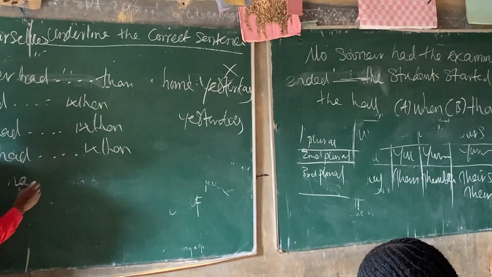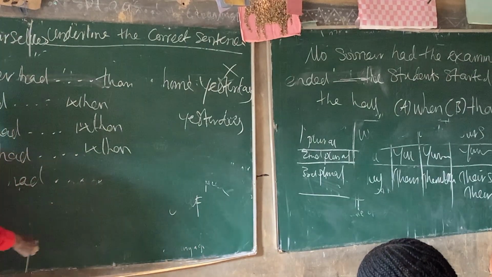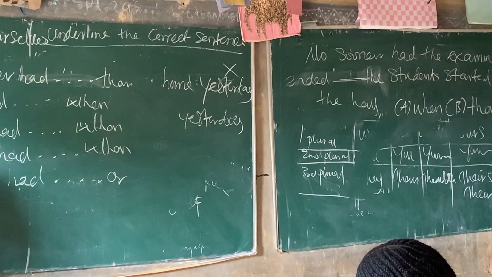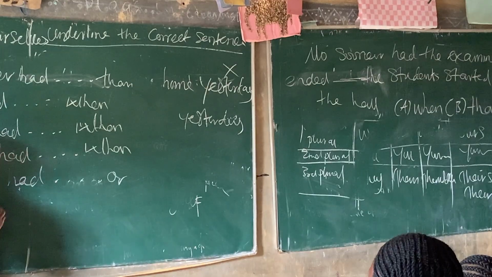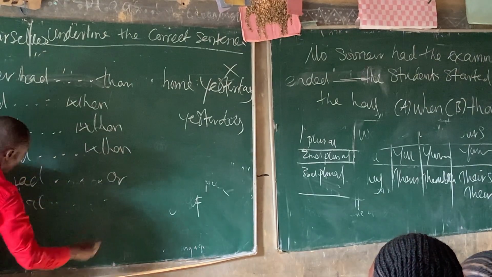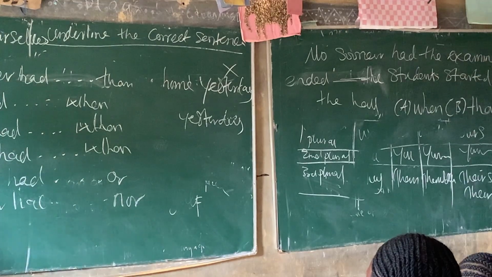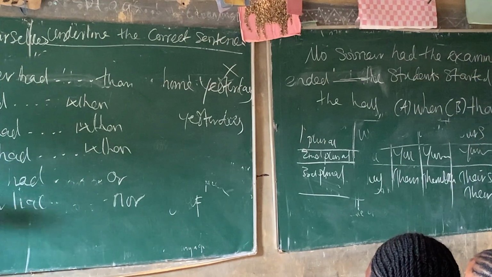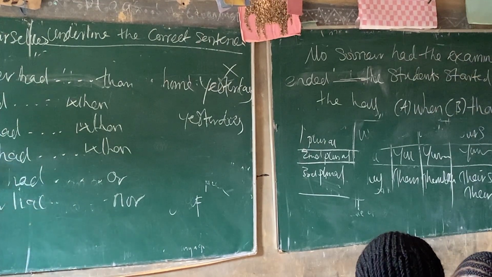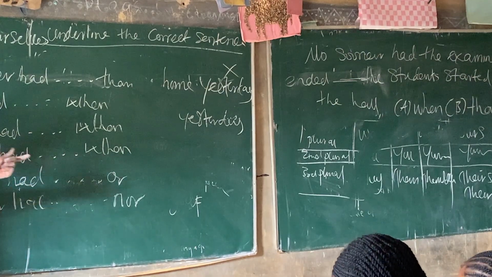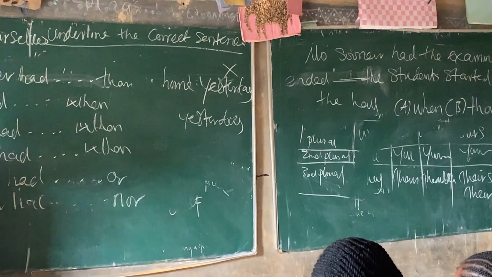Either had, what's the next one? Either had, or. Neither had, what's the next thing? No. Are you following now? Neither had, no. Either had, or. Barely had, when. Let's use the one of when.